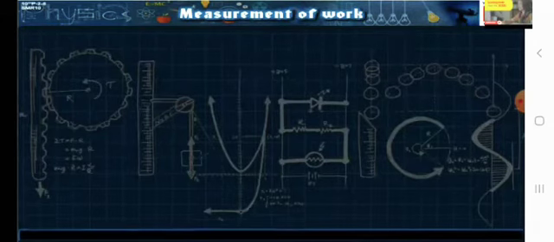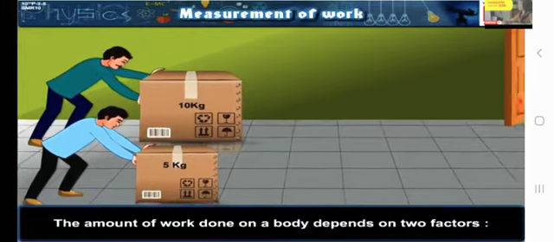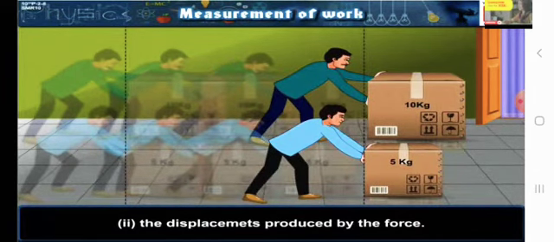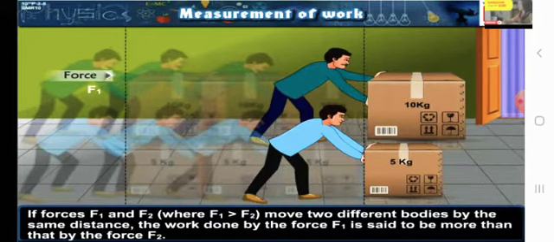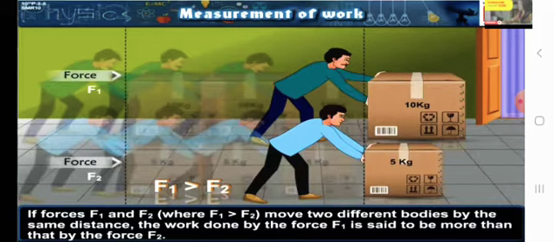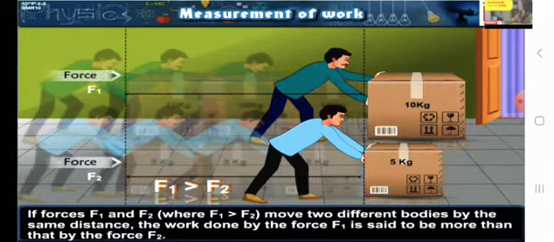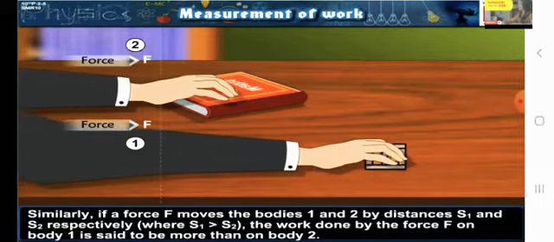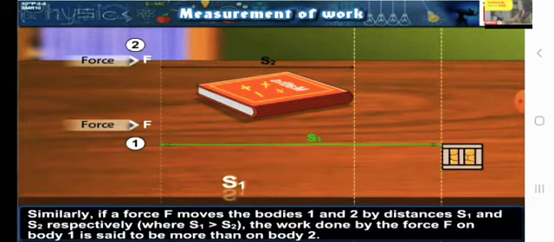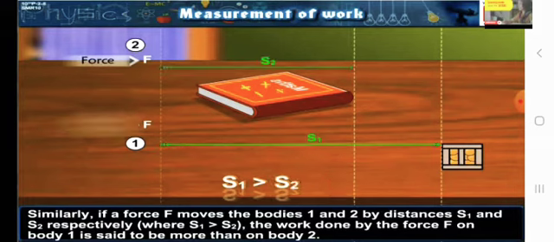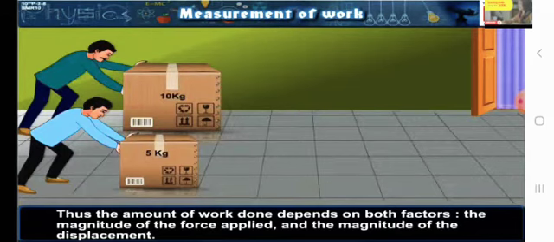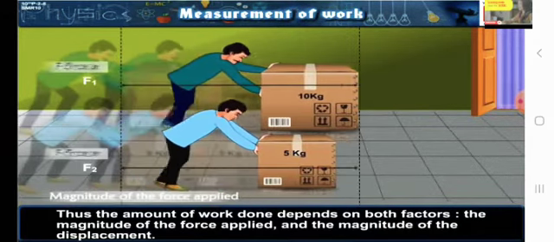Measurement of work. The amount of work done on a body depends on 2 factors. First, the magnitude of the force applied, and second, the displacement produced by the force. If forces F1 and F2, where F1 is greater than F2, move 2 different bodies by the same distance, the work done by the force F1 is said to be more than that by the force F2. Similarly, if a force F moves the bodies 1 and 2 by distances S1 and S2 respectively, where S1 is greater than S2, the work done by the force F on body 1 is said to be more than on body 2.